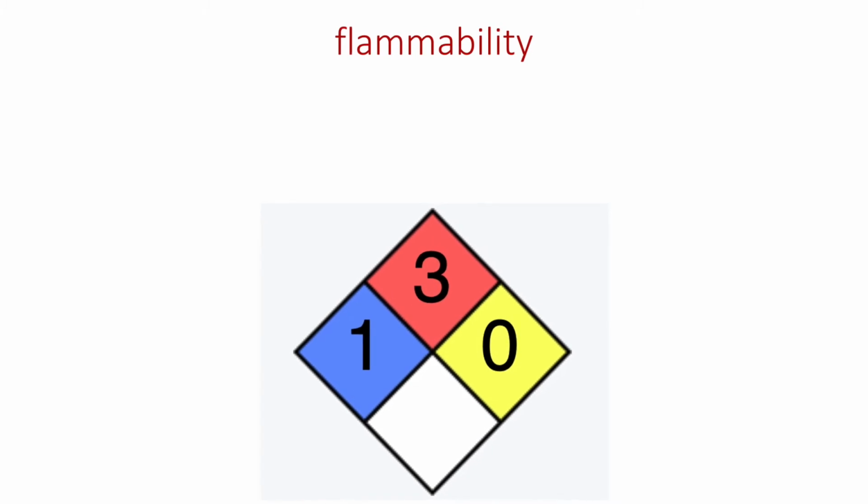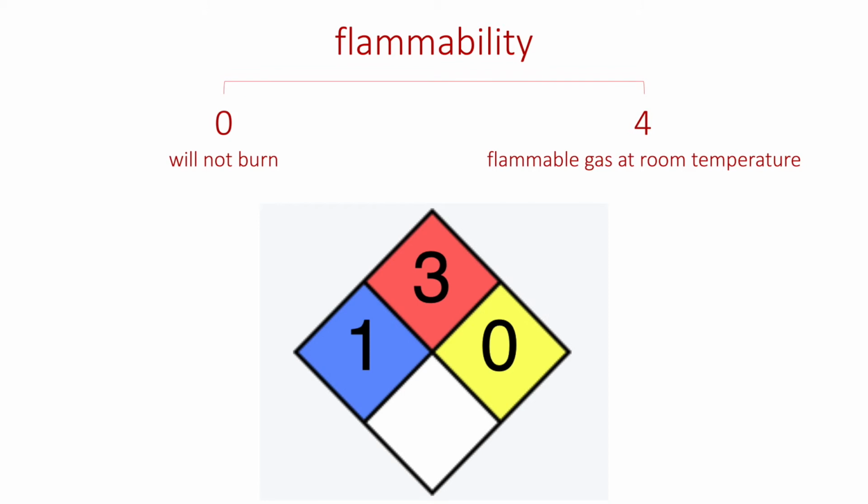The red square represents flammability. It's also on a scale from 0 to 4, where 0 is a molecule that will not burn and 4 is a flammable gas at room temperature. Acetone is a 3 on the scale, which means it's extremely flammable. Acetone can ignite even at very low temperatures. If you have a room that is negative 4 degrees Fahrenheit or negative 20 degrees Celsius, acetone can still form enough of a vapor to ignite in that room if there's an ignition source. So it's extremely important that you keep acetone away from sparks, flames, and excessive heat.